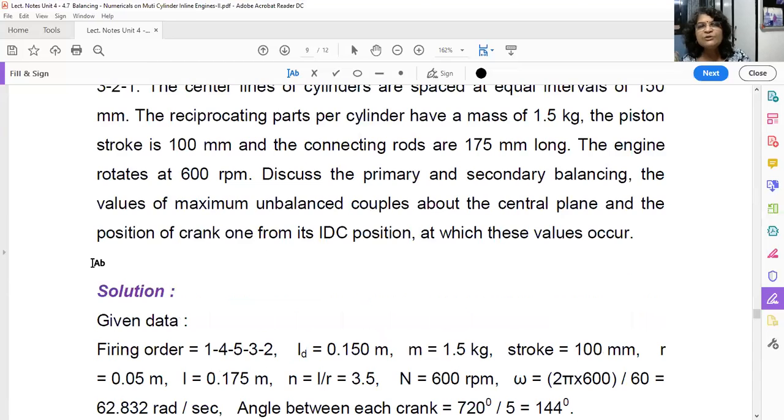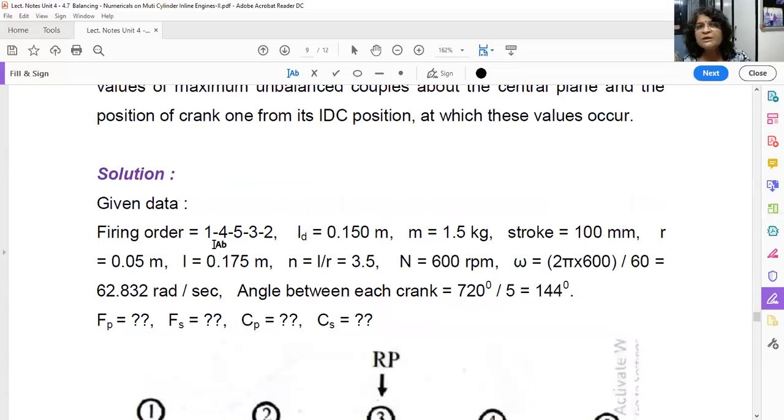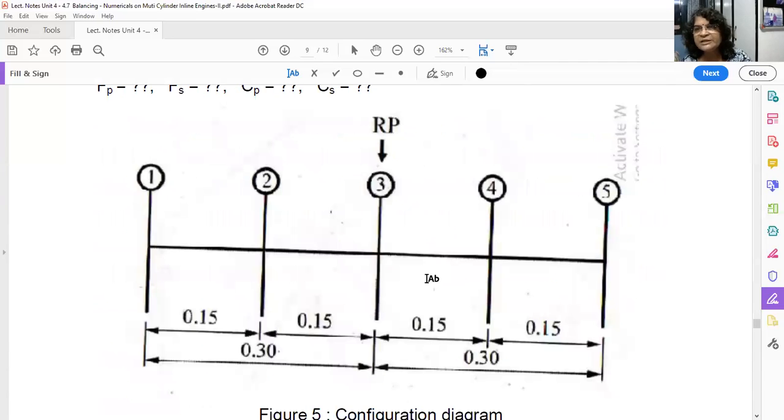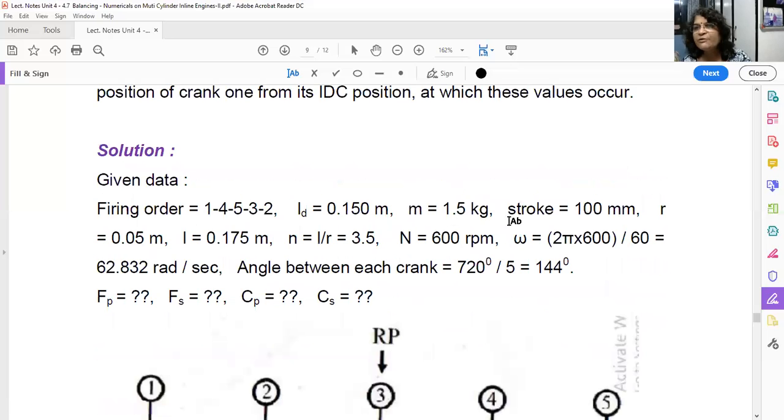Okay, so let us write down the given data. Firing order is 14532. Distance between each two cylinders is 0.15 m. Mass is 1.5 kg. Stroke is 100 mm, so crank radius is 0.05 meter. L is 0.175 meter, so n, that is L upon R, is 3.5. Speed is 600 rpm. Omega is 2 pi N upon 60, that is 62.83 radian per second. And the angle between each two cranks, as it is a 4-stroke engine, is not 360 but 720. 720 divided by 5 because it's a 5-cylinder engine is equal to 144.